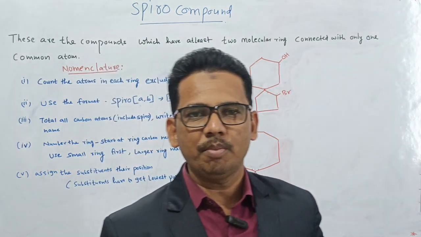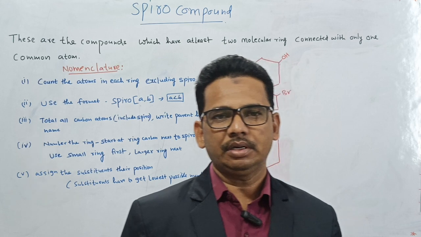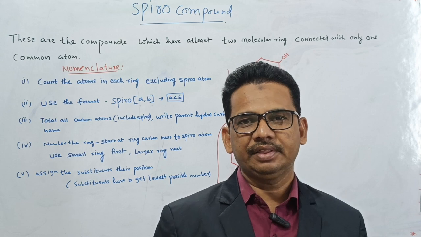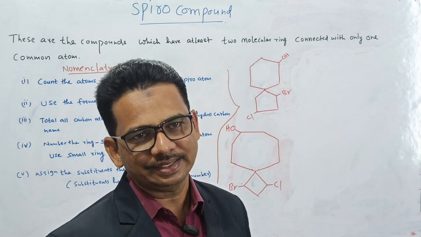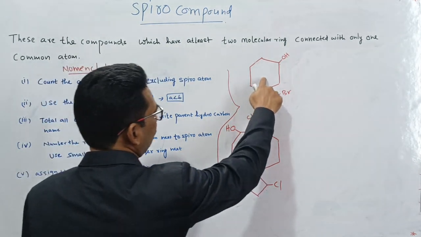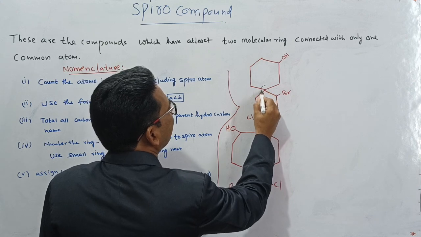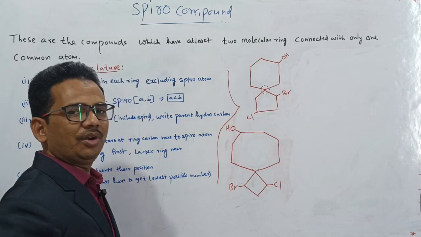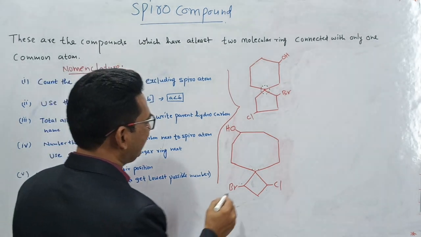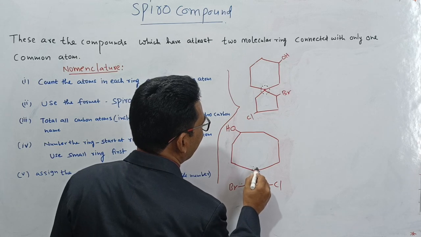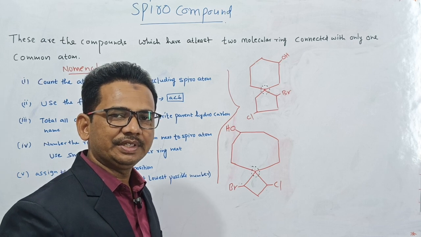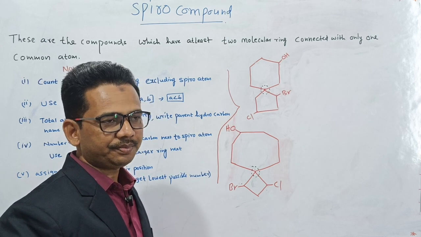What are Spiro compounds? Spiro compounds are compounds that have a minimum of two rings connected with a single atom. Two rings connected with a single atom. I will show an example here. These are two rings, but they are connected with only a single atom. This is called a Spiro compound. Here also you can see it is connected with a single atom. Two rings are there, but connected by a single atom. That's why it is called Spiro.